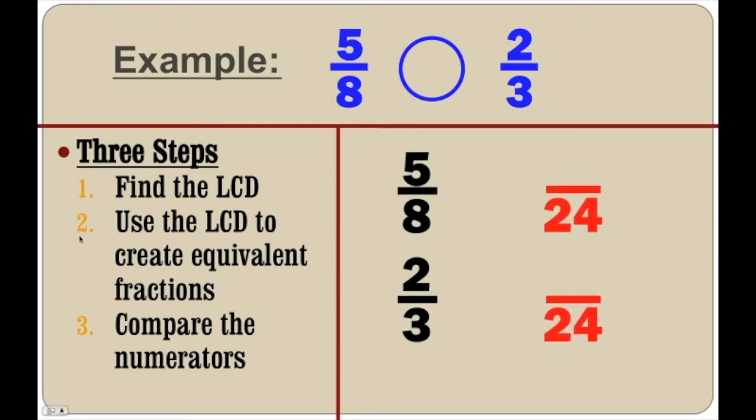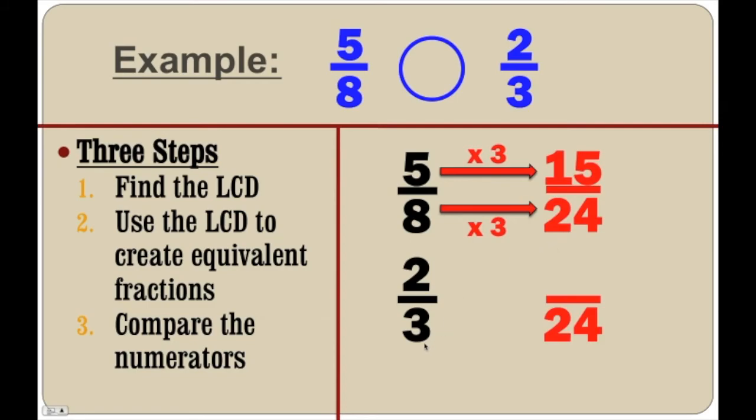And now we can go on to step 2, which is to use that LCD to create equivalent fractions. So how did we go from 8 to 24? We can multiply by 3. And we're going to do exactly the same thing to the numerator, to 5. So we're going to have 5 times 3, which gives us 15. So here we have 15 over 24.